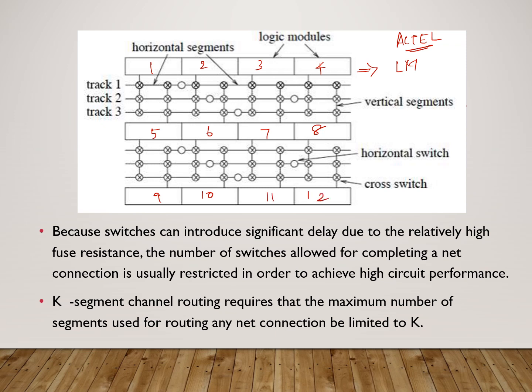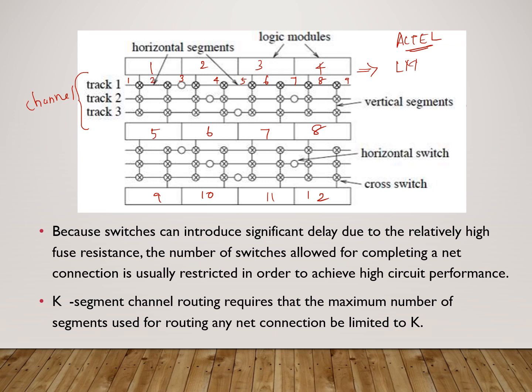In between the two rows of logic modules, we have the channel. See, this region is called the channel. In this channel, we have 3 tracks, thereby the channel density is 3. See, the total track, for example track 1, is divided into a number of segments: segment 1, segment 2, segment 3, segment 4, 5, 6, 7, 8, 9.